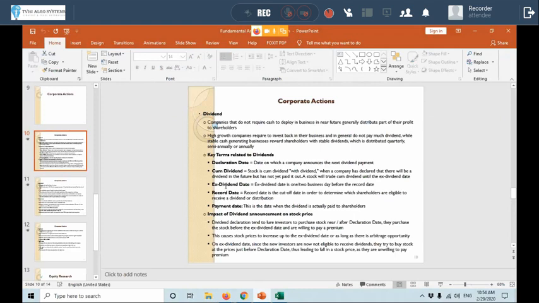Fine. Then there is a record date and the payment date. Payment date means the bonus date. Perfect.